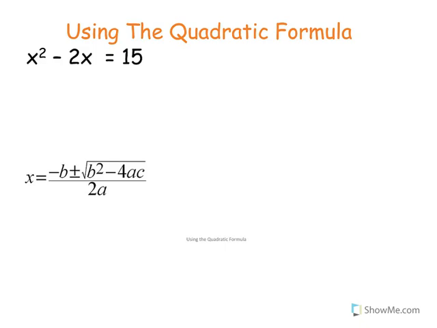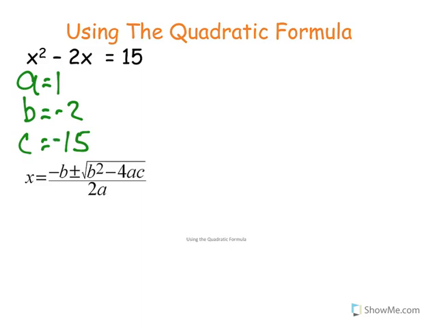All right, so the question I would ask if I was doing this in class is, all right, guys, what's a, what's b, what's c? And inevitably someone's going to raise their hand and say, a is 1, b is negative 2, and c is 15. And then we'd say, okay, and then someone else is going to have their hand flailing in the air and say, no, I think c is negative 15.